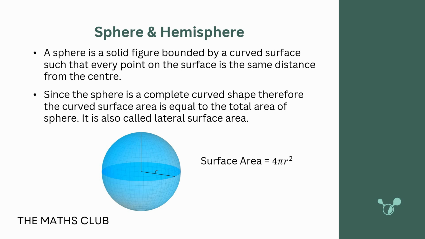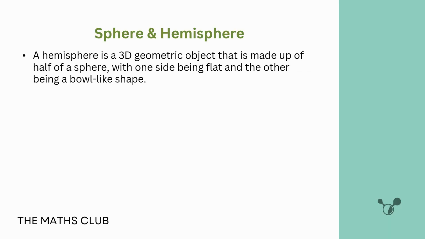So the surface area of a sphere, which is the same as the area of a sphere, the lateral surface area, all of those things, is 4 pi r squared, and the volume is 4 over 3 pi r cube. This is something that you need to know. While a hemisphere is a 3D geometrical object, being that it is made up of half of a sphere, with one side being flat and the other being like a bow-like shape.